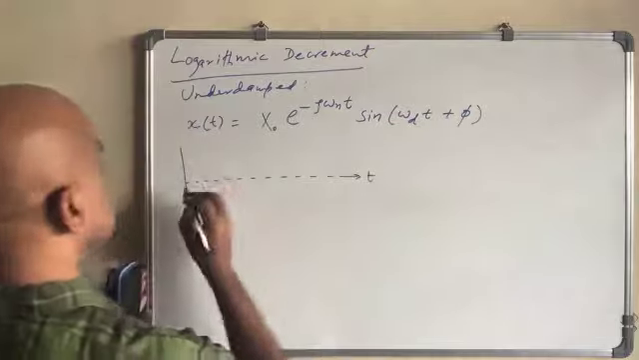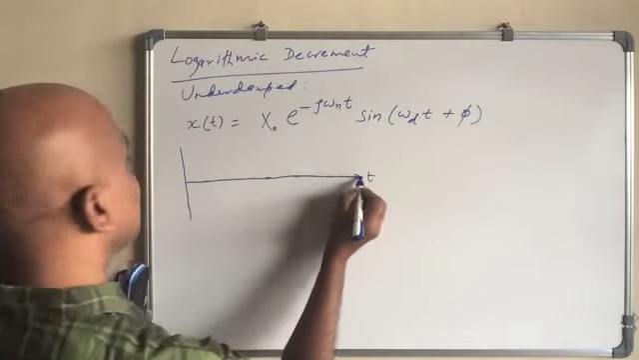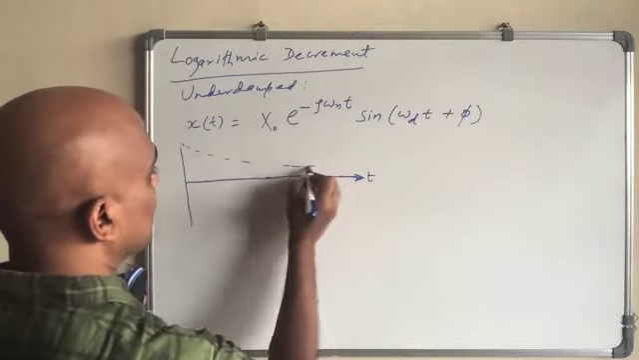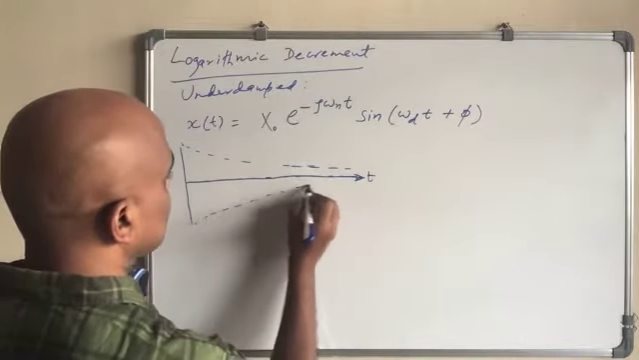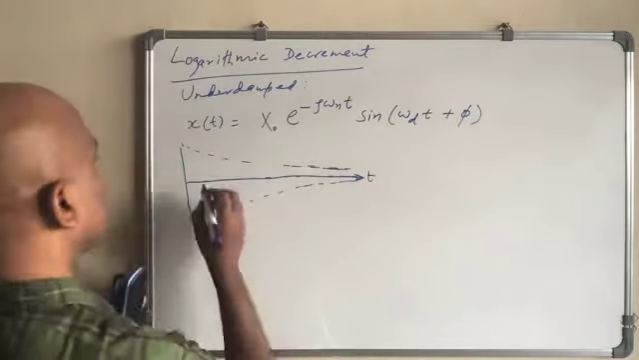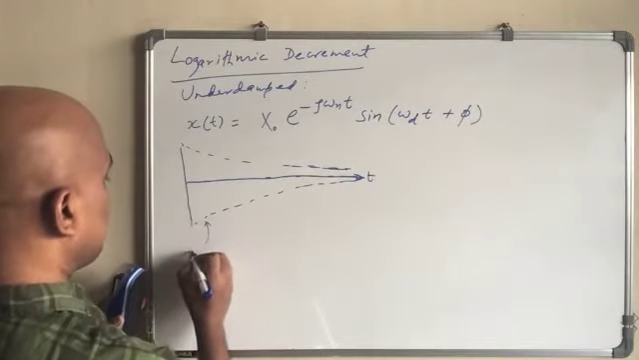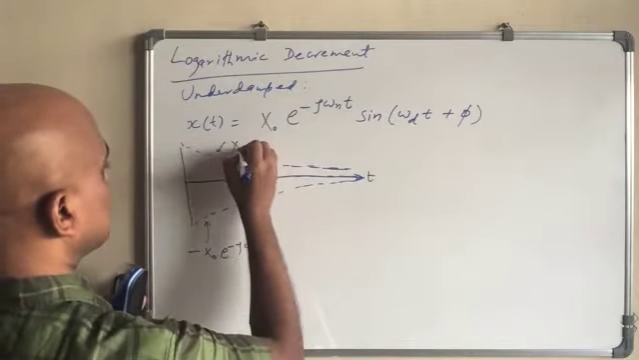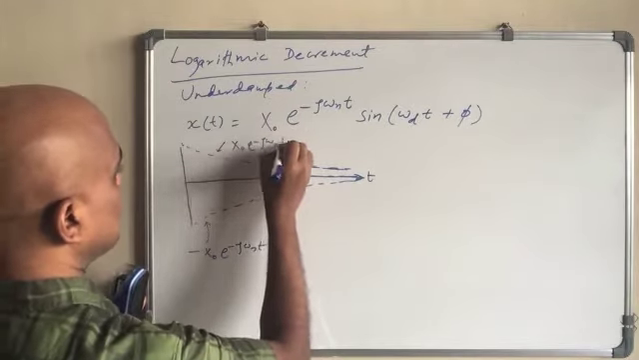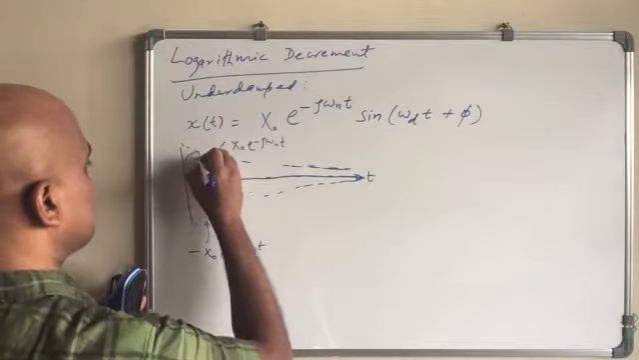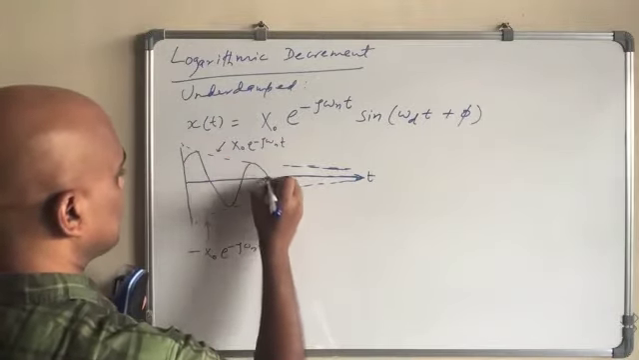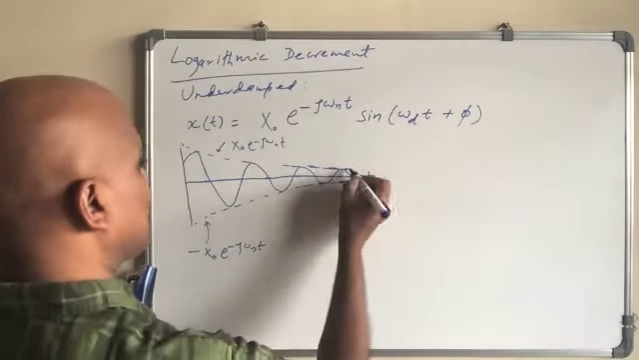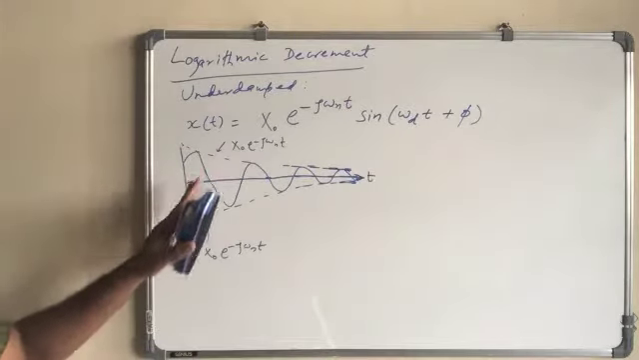If you want to plot this with respect to time, there will be an envelope from both sides. This will be for minus x naught e to the power minus zeta omega n t, and this will be x naught e to the power minus zeta omega n t, and between that there will be a sinusoidal function which will go like this, and eventually this will be 0. So this is how the solution will look.